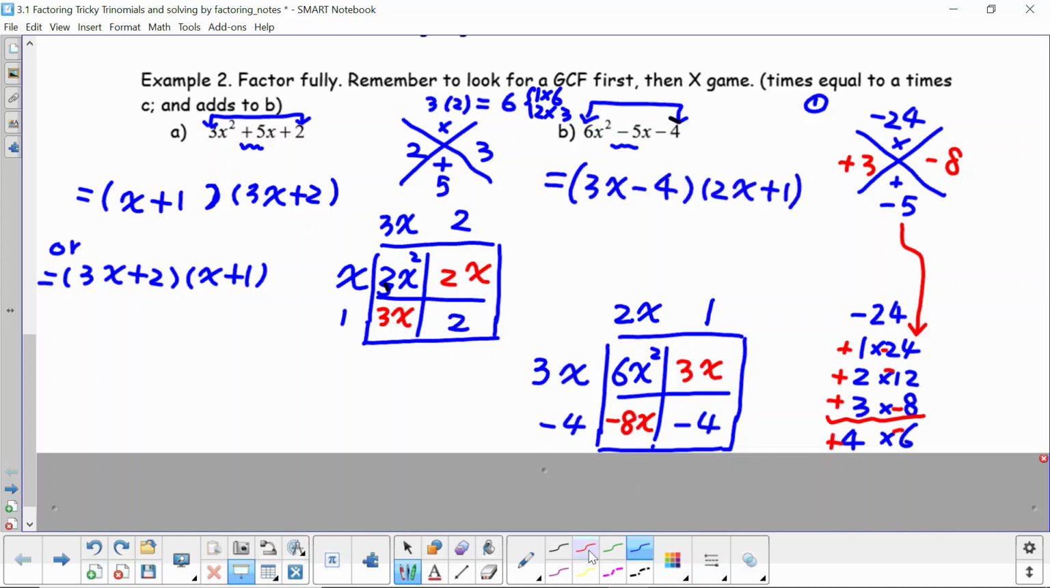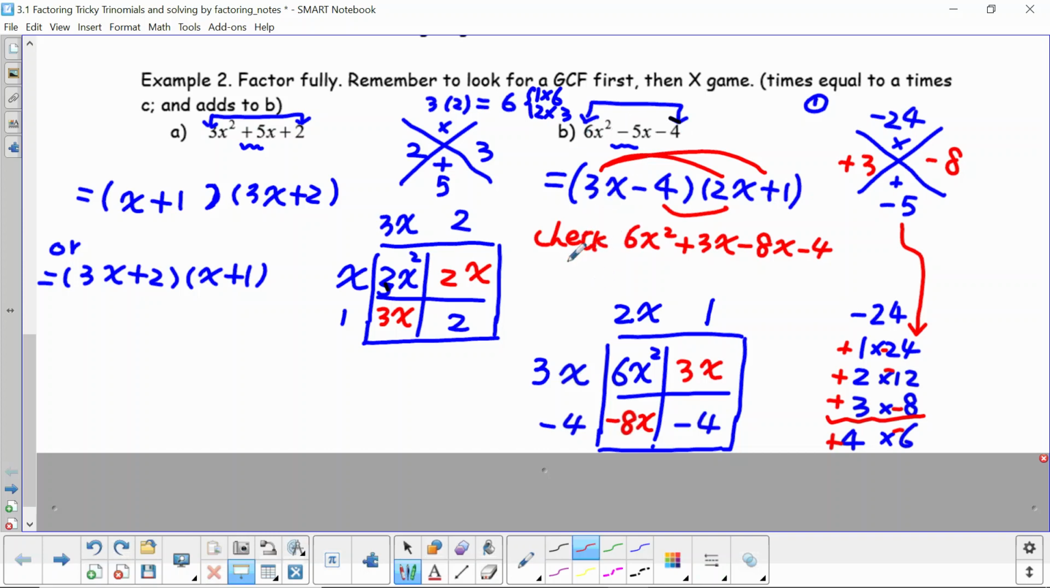And you could check. How are you going to check? You just multiply. 3x times 2x gives you 6x squared. 3x times 1 gives you plus 3x. Negative 4 times each term. Negative 4 times 2x gives you negative 8x. Negative 4 times 1 gives you negative 4. Then collect the like terms, and it is the same as the original.